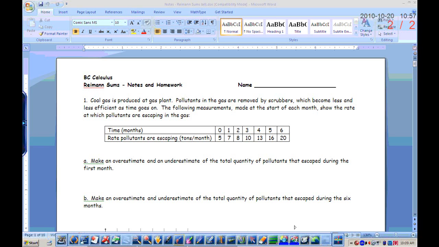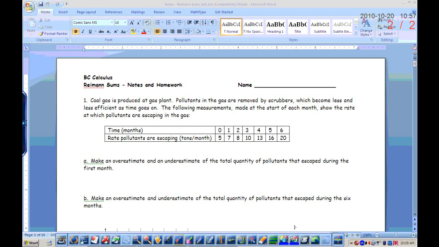What a Riemann sum is, is an estimate of an area using known shapes. The most commonly used ones are rectangles and trapezoids. So, all right, let's look at this.